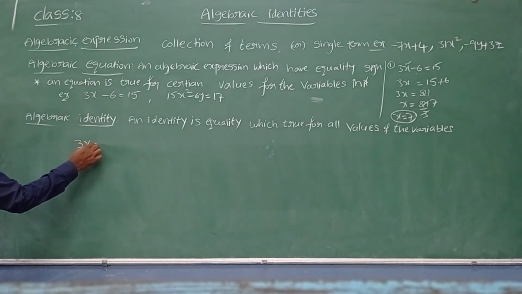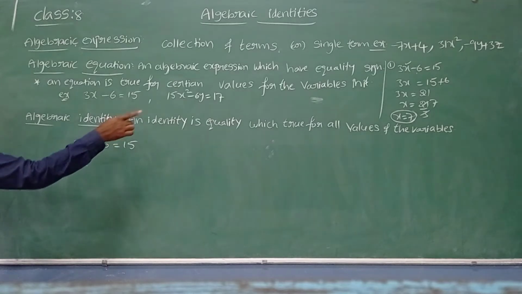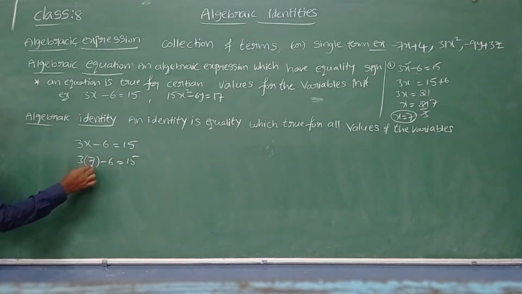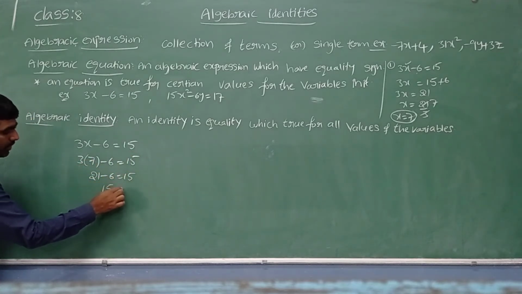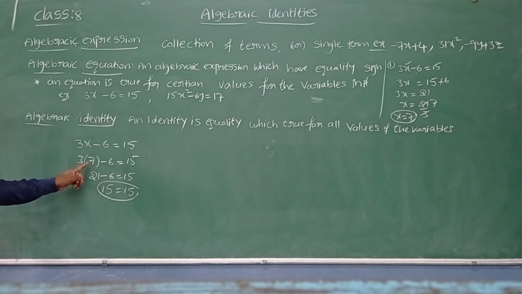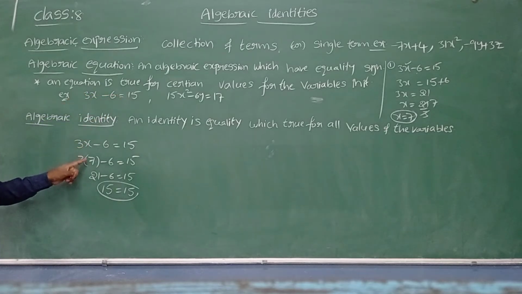See, if I substitute 7, what will happen? 3x minus 6 equal to 15. In the place of x, I put 7. 3 times 7 minus 6 is equal to 15. 3 sevens are 21. 21 minus 6 is 15, equal to 15. Yes, which is true for x equal to 7. The algebraic equation is true when x equal to 7.